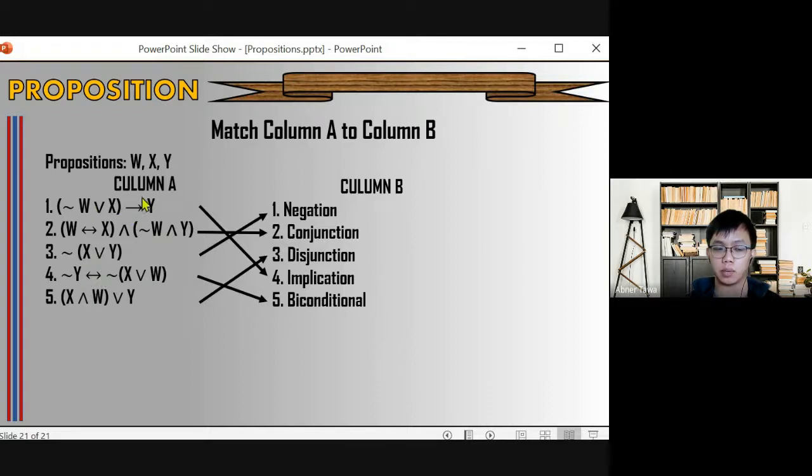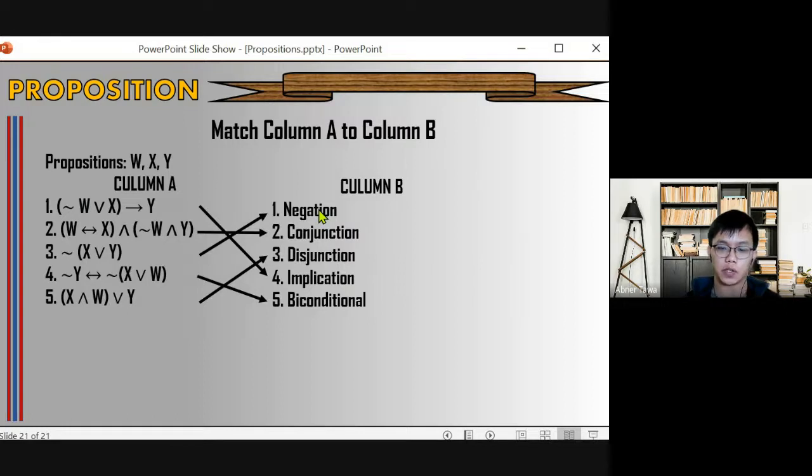Okay, so for number 1, ano yung main connective natin? We have here the implication. For number 2, that is a conjunction. In number 3, that is negation. In number 4, that is a biconditional. And then the last one is a disjunction. So for tomorrow, we're going to discuss how to determine the truth value. And we're going to create truth tables for a certain proposition or compound proposition. Okay.